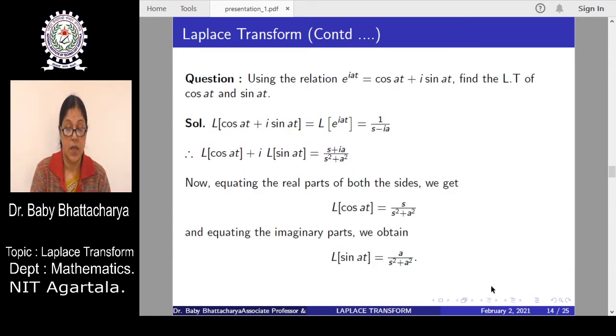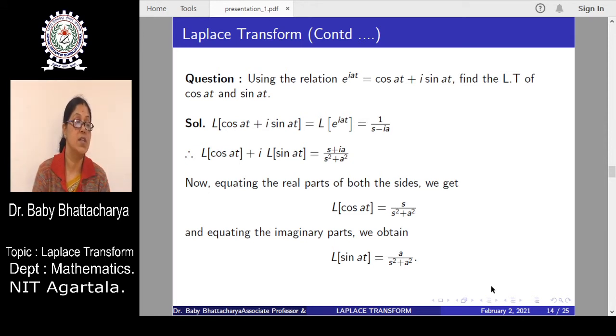Now, if anybody raised the question, would it be possible to find the Laplace transformation of sine at and cos at from the relation of the exponential function, that is e to the power i at is equal to cos at plus i sine at? If we find the Laplace transformation of this function, then we can verify that yes, the Laplace transformation of sine at is equal to a upon s square plus a square, and that of cos at is equal to s upon s square plus a square. So it is very easy.